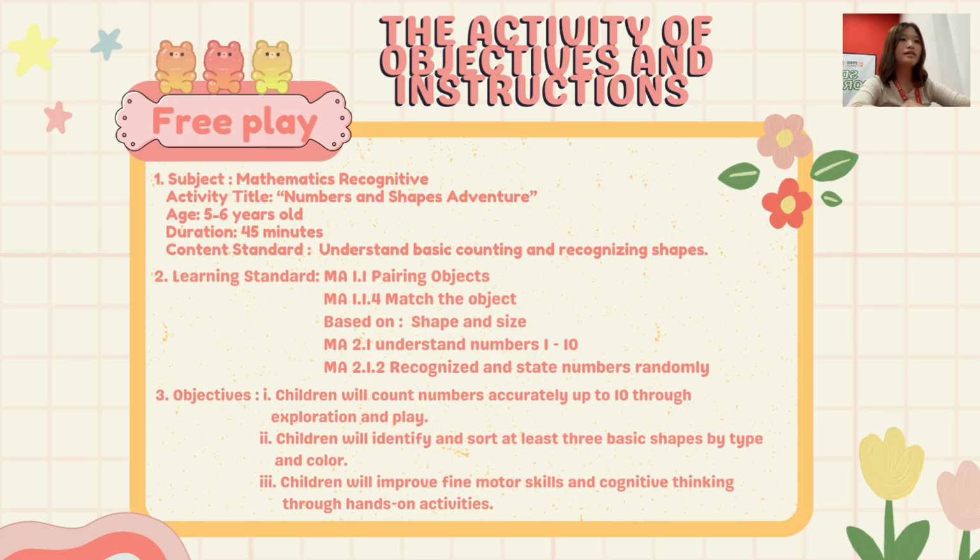For the learning standard, MA 1.1 pairing objects, MA 1.1.4 match the object based on shape and size. MA 2.1 understand numbers 1 until 10, MA 2.1.2 recognize and state numbers randomly. For the objectives, the first one, children will count numbers accurately up to 10 through exploration and play. The second one, children will identify and sort at least 3 basic shapes by type and color. The third one, children will improve fine motor skills and cognitive thinking through hands-on activities.